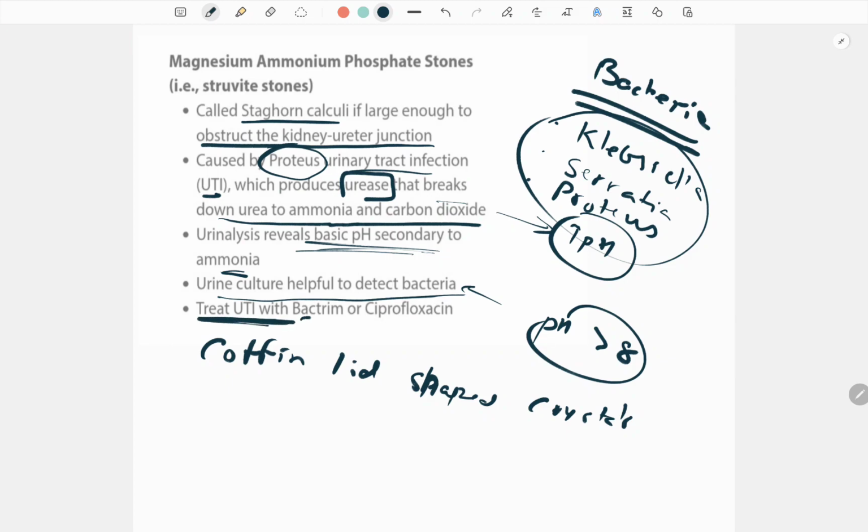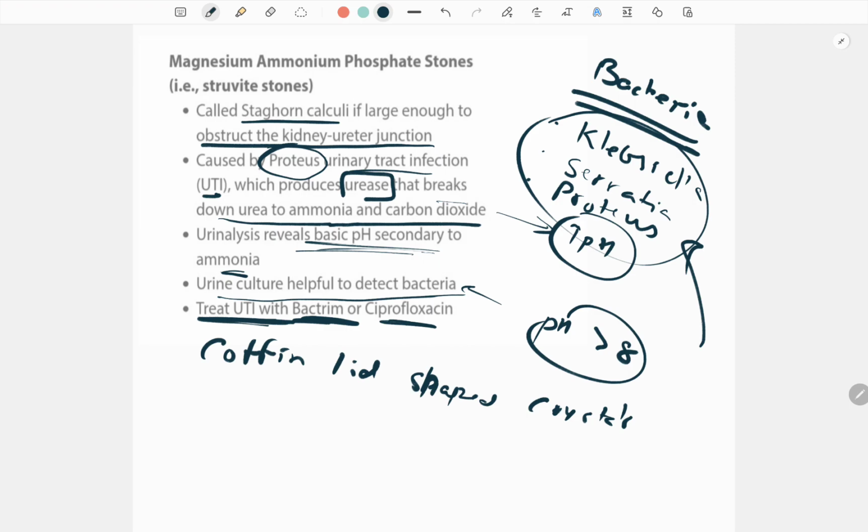If we want to treat, it will be treated with Bactrim or ciprofloxacin that can treat the bacteria like Klebsiella, Serratia, or Proteus. And a stone removal procedure, for example, percutaneous nephrolithotomy, is usually required, because that is the seeding of the bacteria. If we don't clear the root cause, it will happen again and again. So removing the stone is usually the primary goal to treat this kind of stones.